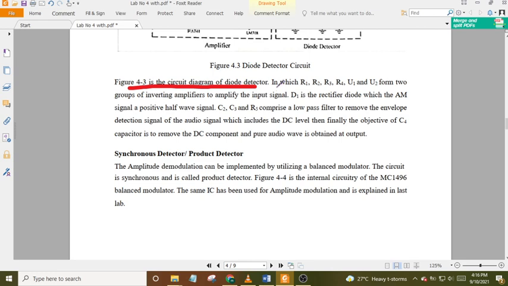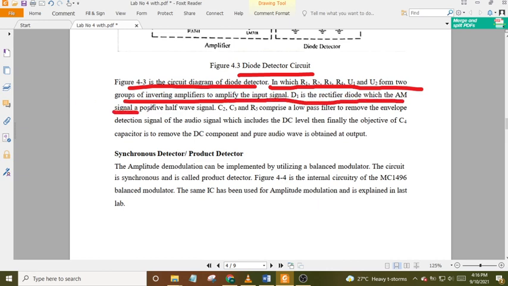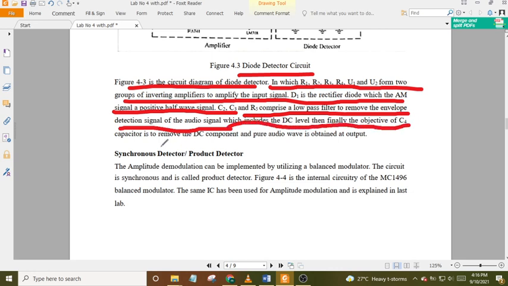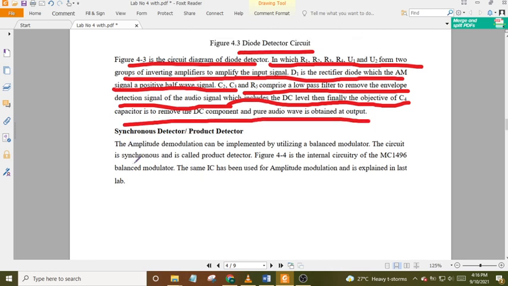Figure 4.3 is the circuit diagram of the diode detector, in which R1, R2, R3, R4, U1 and U2 form two groups of inverting amplifiers to amplify the input signal. D1 is the rectifier diode, which produces from the AM signal a positive half-wave signal. C2, C3 and R5 comprise a low-pass filter to extract the envelope of the audio signal, which includes the DC level. Finally, the capacitor C4 removes the DC component and the pure audio wave is obtained at the output.